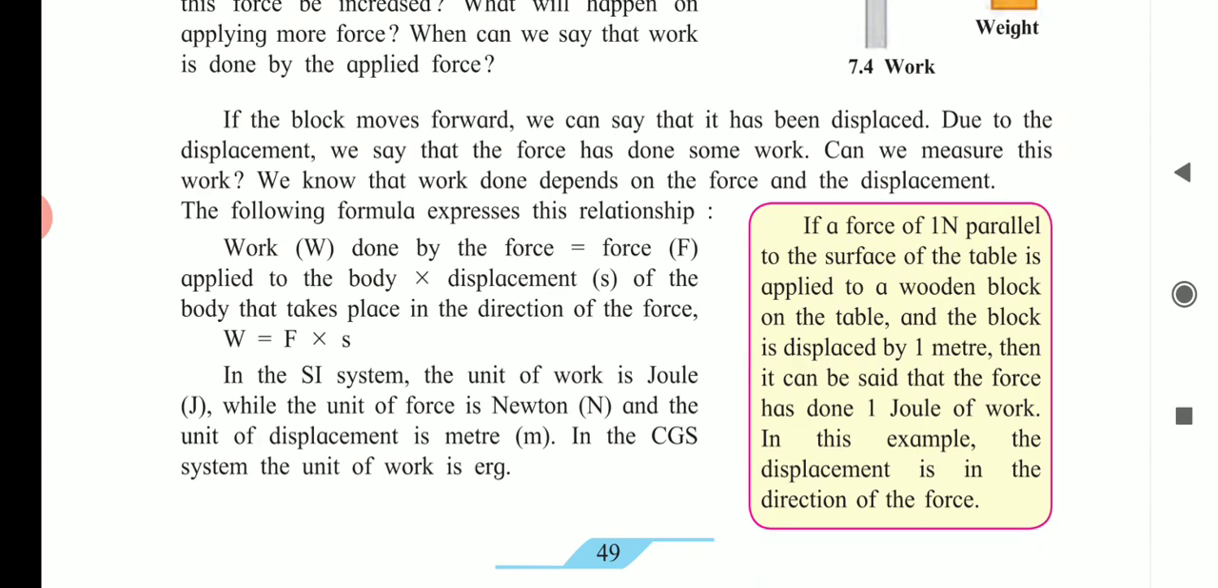In the SI system, the unit of work is joule, while the unit of force is Newton and the unit of displacement is meter. And in the CGS system, the unit of work is erg.